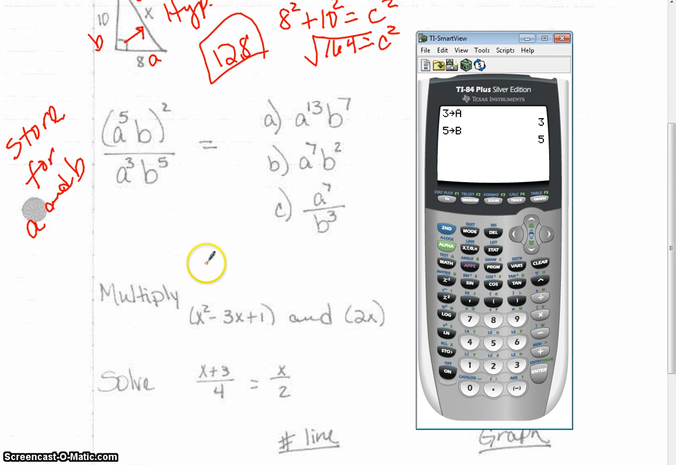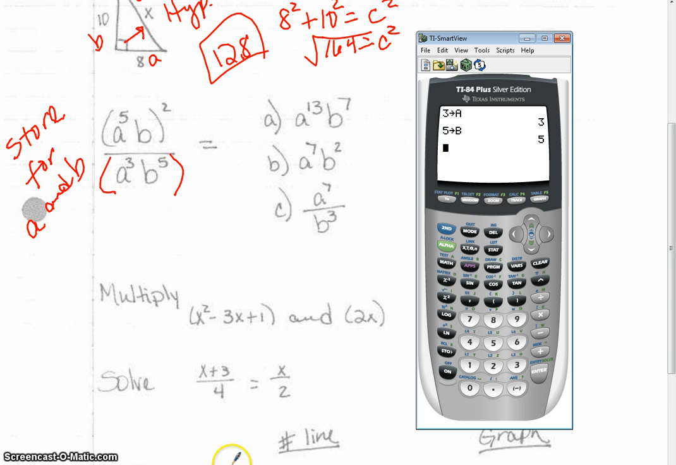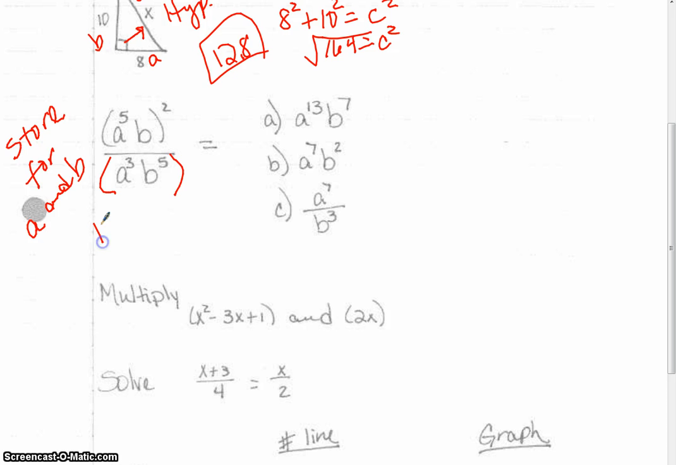So now I'm going to put this in just like it looks. It's important that when there's more than one thing in the top or the bottom that you go ahead and put it in parentheses. So I'm going to say open, and we have alpha a, rooftop 5, alpha b, close parentheses, squared. And that was your top. Fraction means divide, open for your bottom, alpha a, rooftop 3, alpha b, rooftop 5. Close parentheses and enter. And you get 17.496. Just write that down. That's what you're looking for.